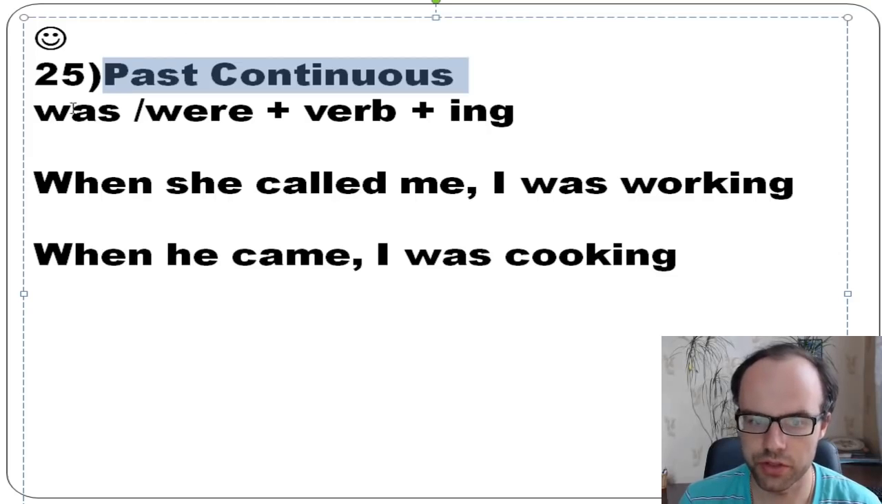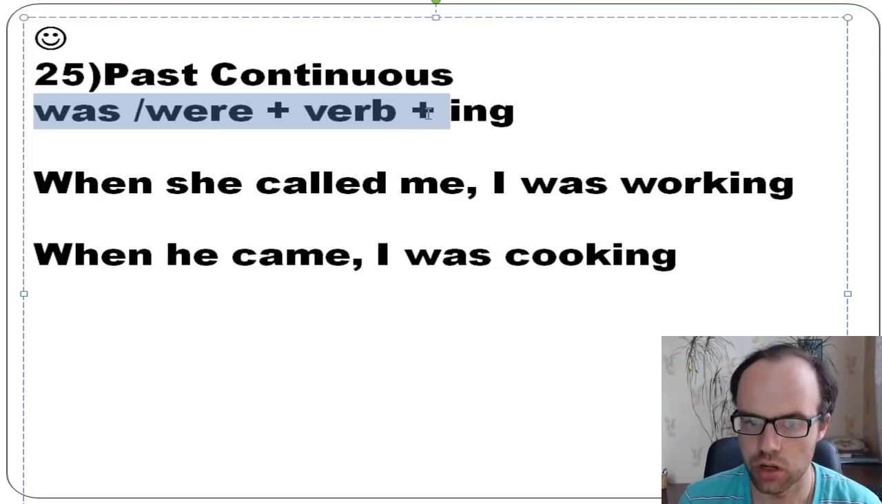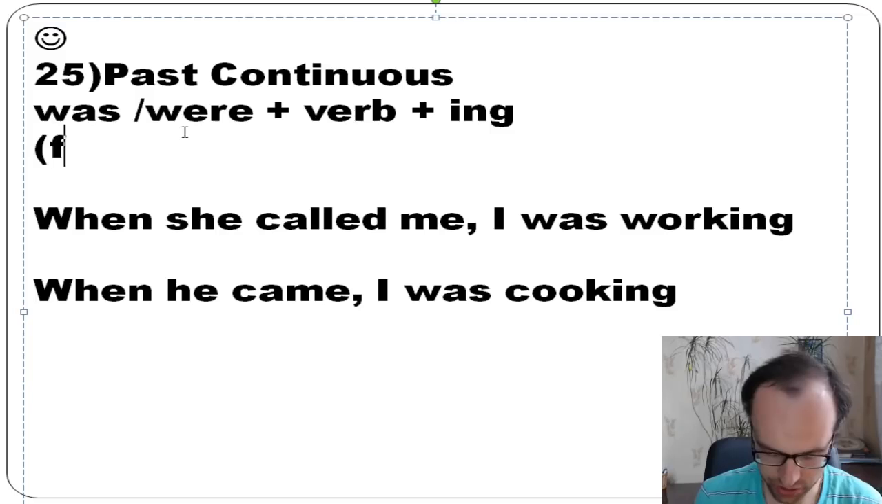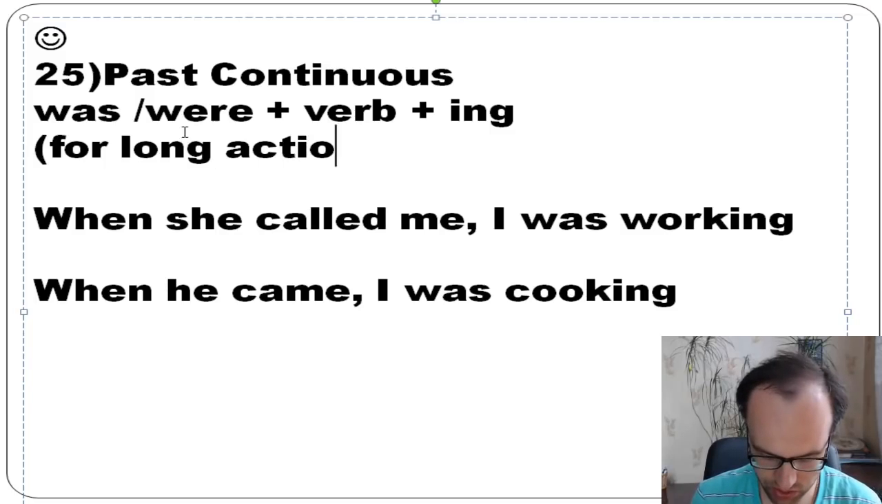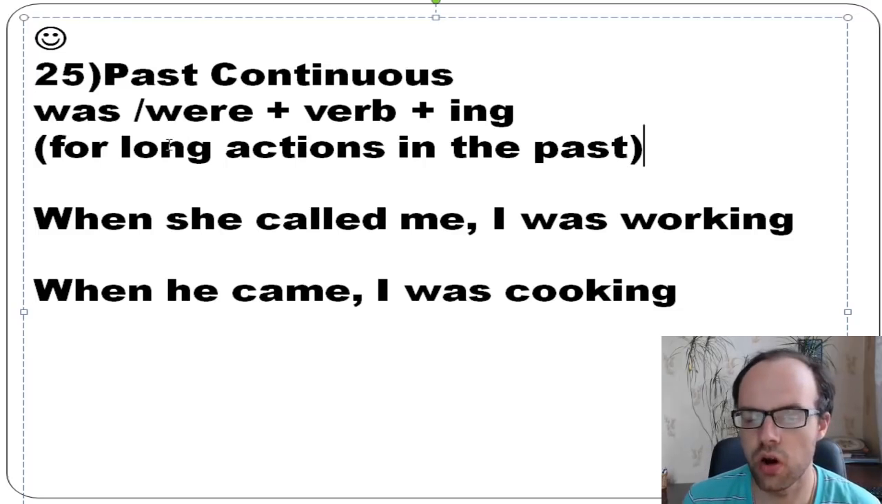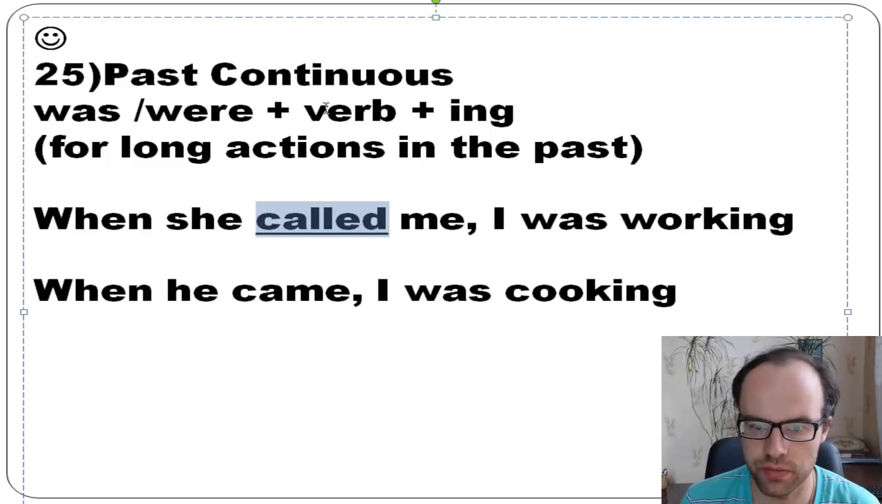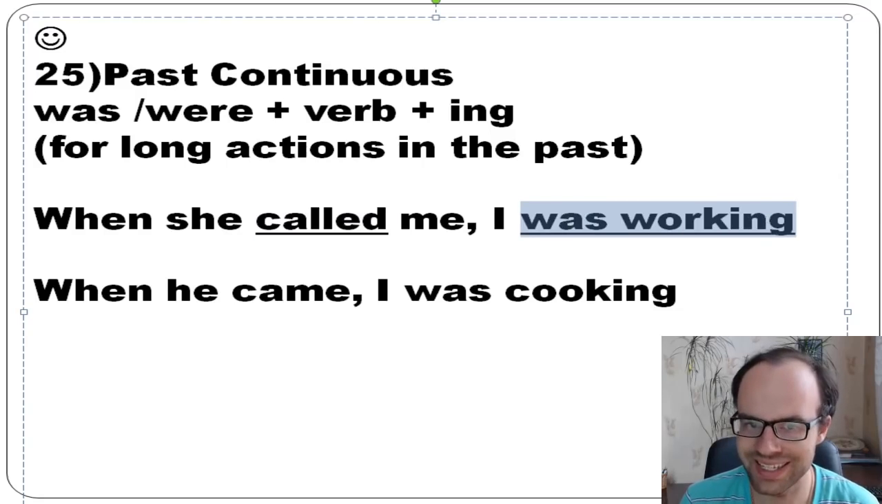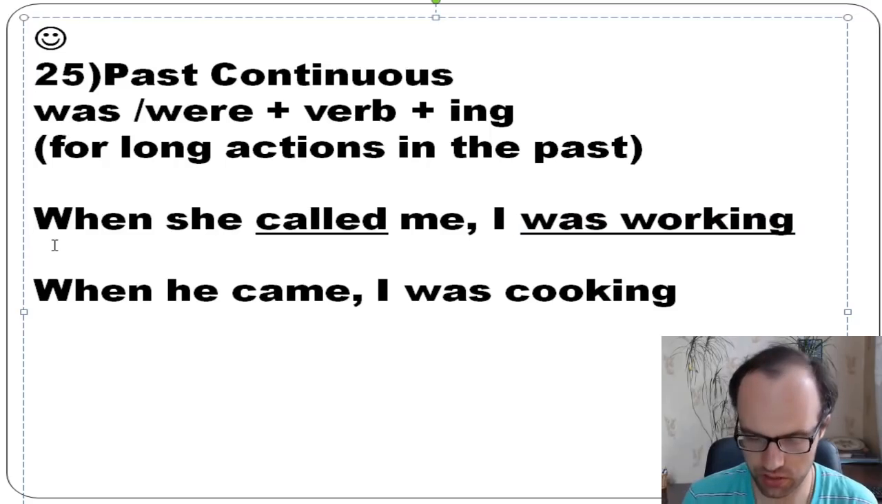Really, how do you form it? Was, were, plus verb plus ing. We use it for long actions in the past. We often use it with when. So when she called me, it's past simple. I was working, it's a long action. I was working, and then suddenly she called me, okay?